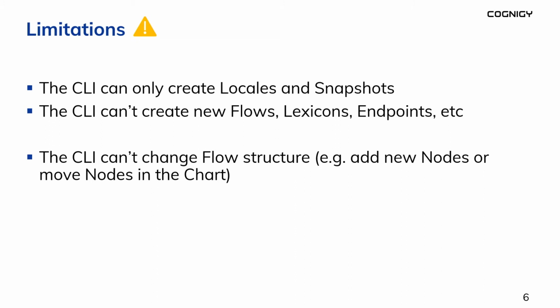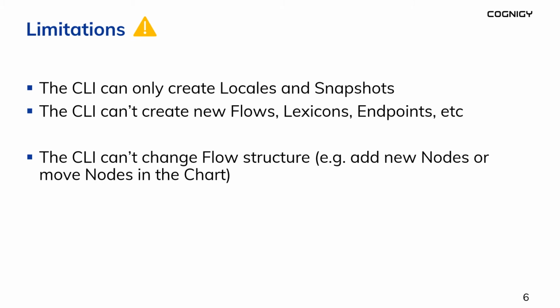There are certain limitations at this stage. The CLI can only create locales and snapshots. It cannot create new flows, new lexicons, or endpoints. You have to create those on the Cognigy AI installation, and then you can edit those using the CLI. So you create them on the Cognigy AI installation, pull them to your hard drive, you can edit them there, and then push them back up, but you cannot create new flows, new lexicons, etc. using the CLI at this stage.